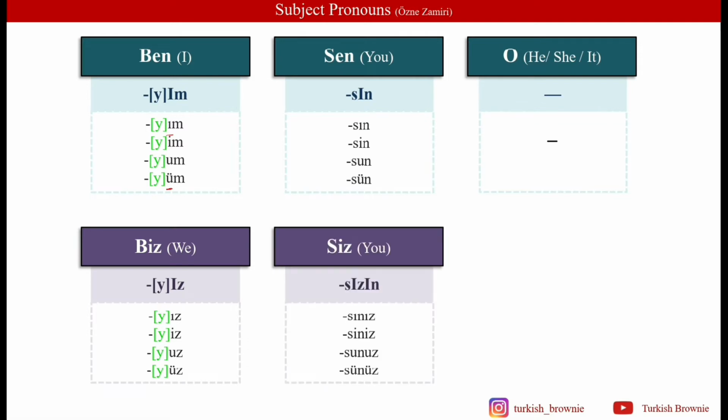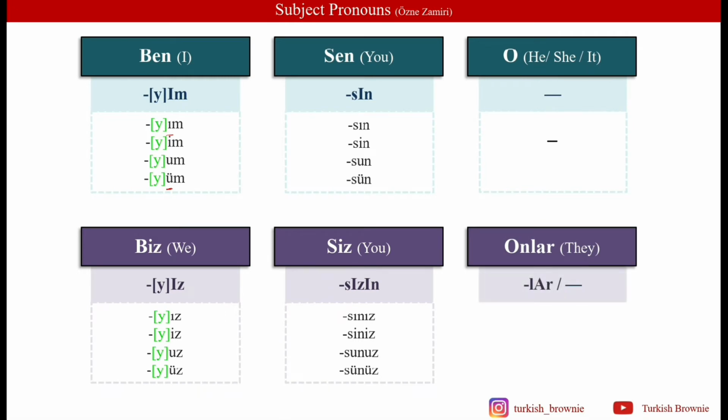And lastly, for onlar, or they, the personal suffix looks like this. Now there are 2 options in this case. The personal suffix is lar, and sometimes you just do not add a suffix, like in the case of o. Now you notice that in this case, the alphabet A is capital here. This represents that this personal suffix can take 2 forms, the A form or the E form. So it can be either lar or ler, or you're not going to use any suffix at all, like in the case of o.